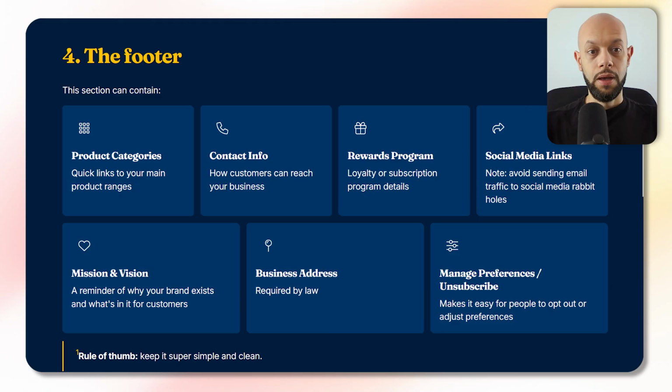So use this carefully. The next thing you can highlight is mission and vision, a reminder of why your brand exists and what's in it for your customers. The next one is going to be business address, which is required by law. And the last one is going to be to manage preferences or unsubscribe. So make it easy for people to either opt out or maybe adjust their preferences. You don't need to include all of these things in your footer. Just keep it simple and clean.